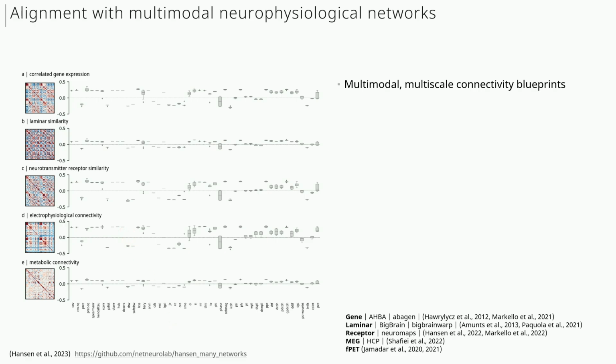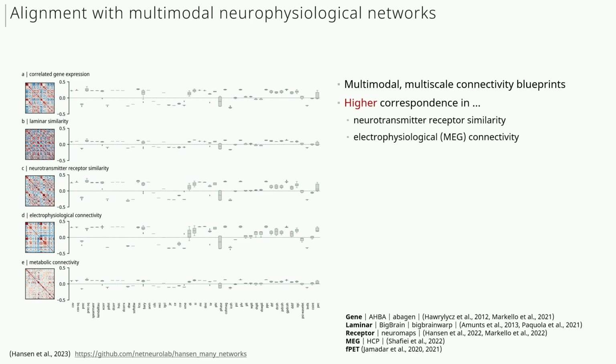We're asking how well each FC matrix aligns with these networks estimated at different spatial and temporal scales. And in general, we observe the strongest correspondence with neurotransmitter receptor similarity and electrophysiological connectivity from MEG. Perhaps counterintuitively, the correlation with metabolic connectivity is not that strong. We also found that across FC measures, covariance and precision measures are pretty good in terms of correspondence, but things are quite different for some information theory and frequency measures.